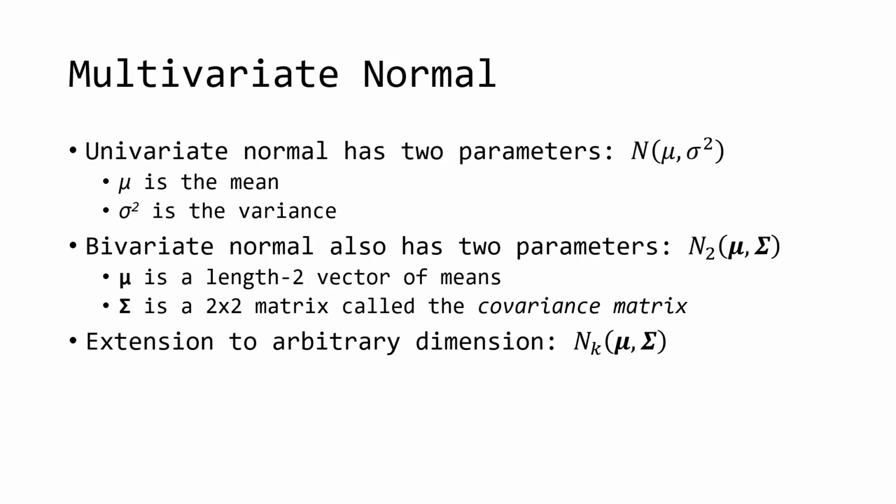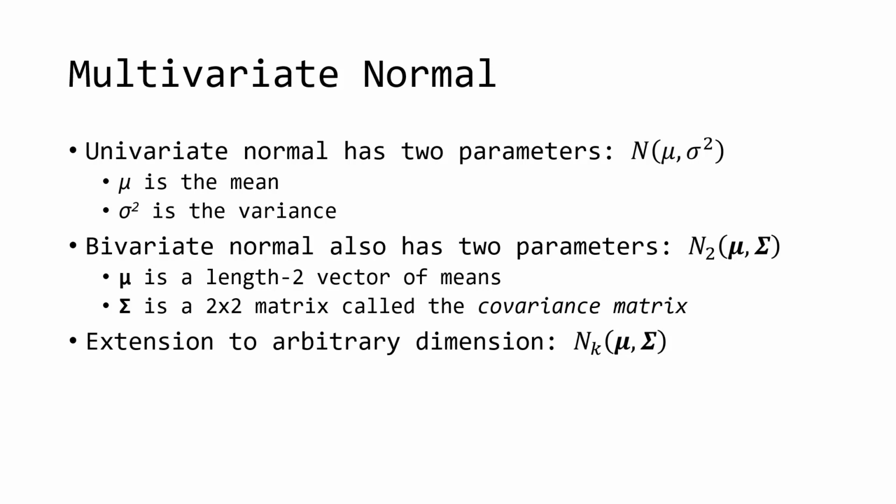Recall that the univariate normal distribution, the normal distribution we've seen so far, has two parameters, the mean and the variance. These are single values describing the location and scale of the distribution. When we extend this to a bivariate normal distribution, meaning it is the joint distribution of two variables, we expand the dimension of the parameters.